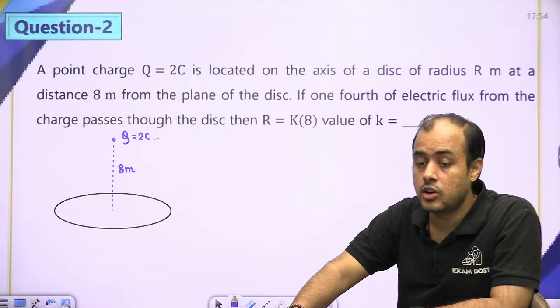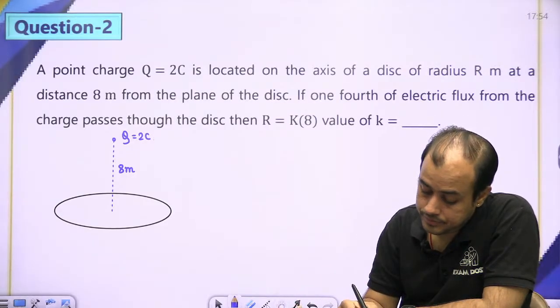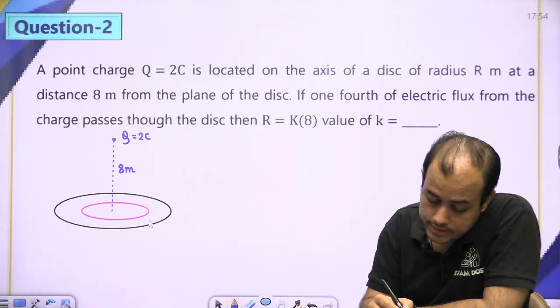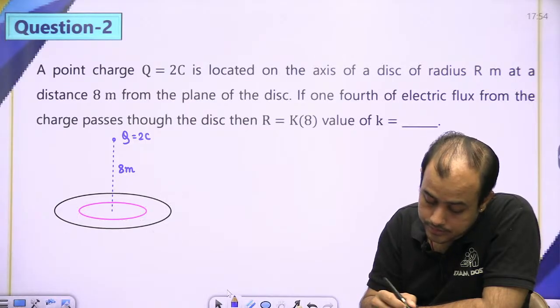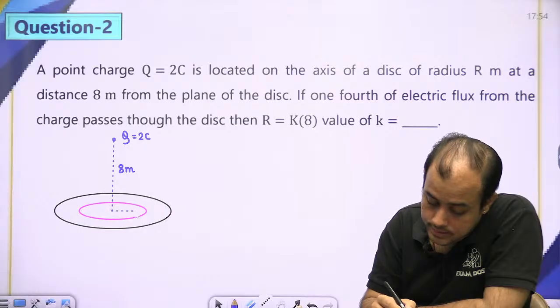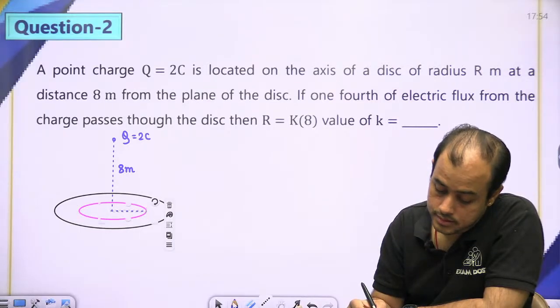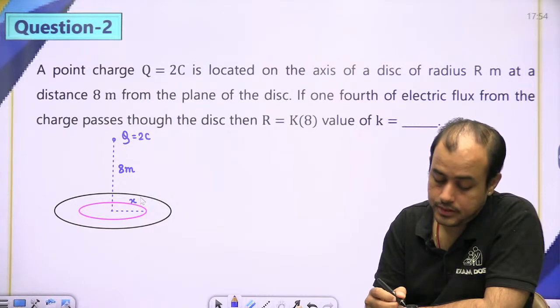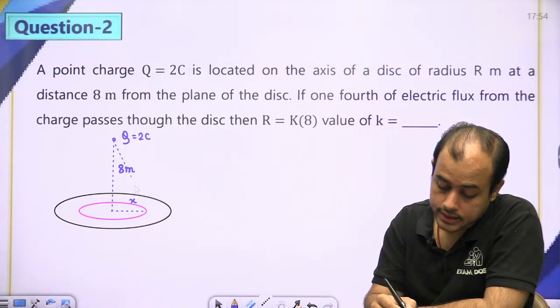Now there is one way of doing this beta. Divide the disk into small rings. Take the radius of the ring as, let us say, x. So what will be the electric field?